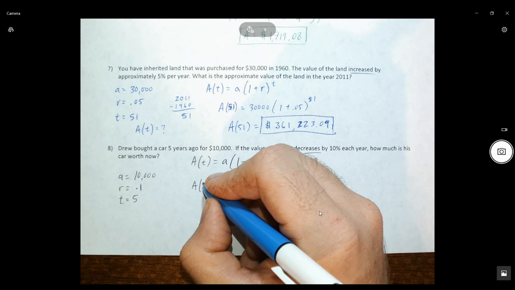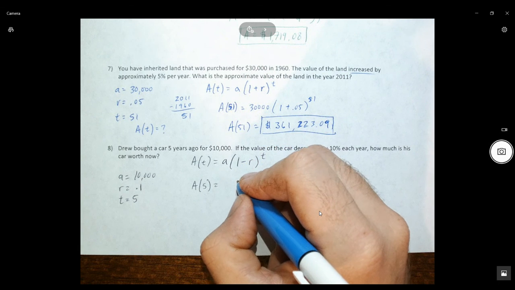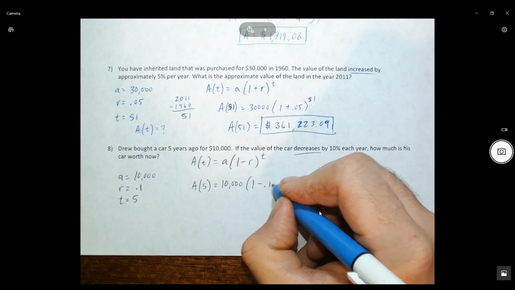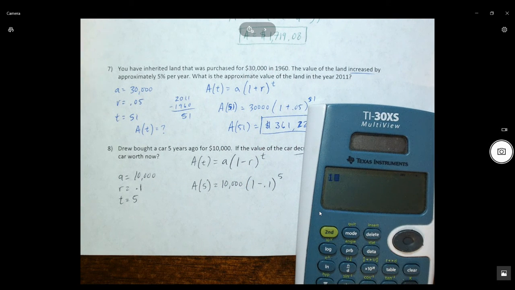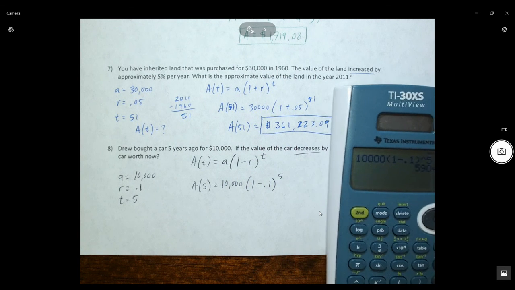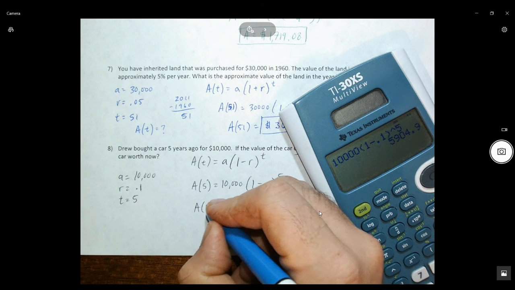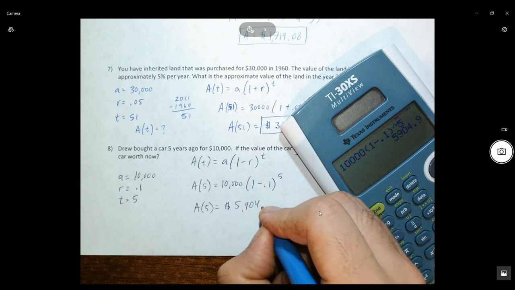So when I plug this in, A of 5 is equal to the initial 10,000 times 1 minus 0.1 to the t power. Plug that in: 10,000 times 1 minus 0.1 to the 5th power, and I get a value of about $5,900. So we'll say $5,904.90.